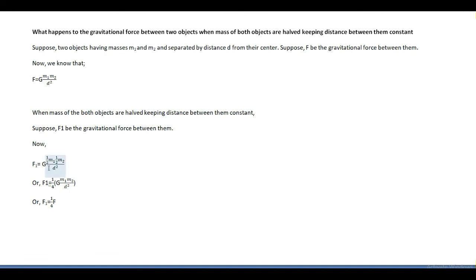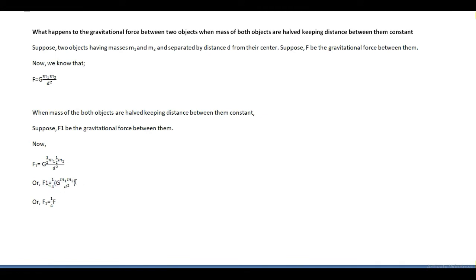Here we have supposed F1 is the gravitational force between them after the change. Now F1 equals G. In place of m1 we have written 1 by 2 m1, and in place of m2 we have written 1 by 2 m2, because the condition here is that the mass of both objects is halved. Halved means reduced to half. Both are reduced to half. So here 1 by 2 m1 into 1 by 2 m2, and distance is kept constant, so in place of d square we have written d square as it is. Now 1 by 2 into 1 by 2 is 1 by 4, and 1 by 4 can be written separately.